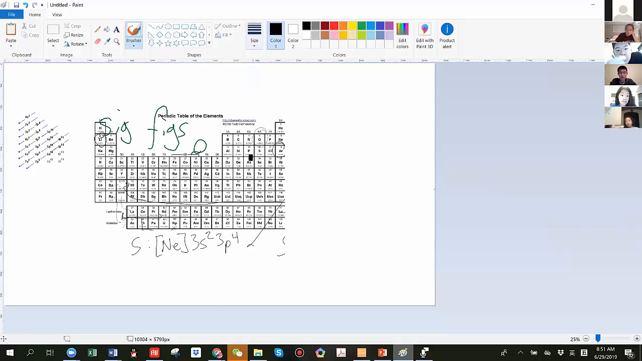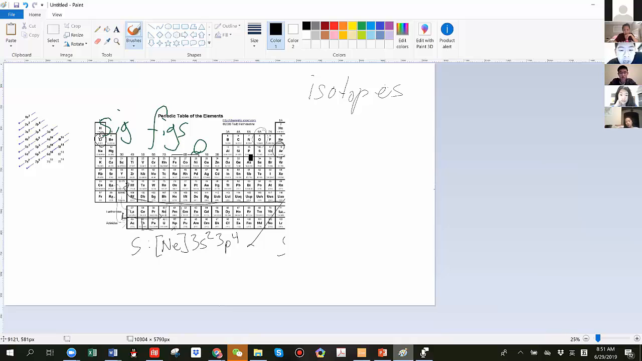Well, let's say we have two atoms with different amounts of neutrons, but the same amount of protons. So they're still the same element, but they're different. They're called isotopes. So the same element can have different isotopes.